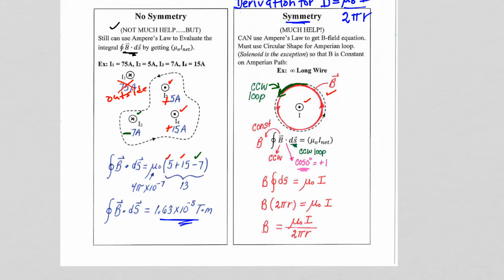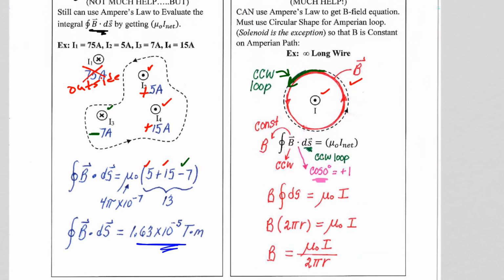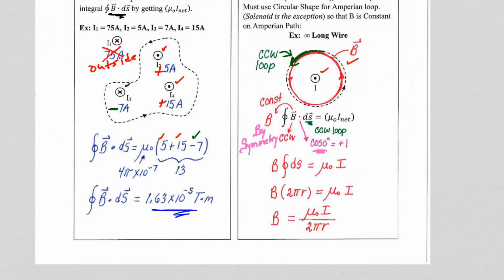B, by symmetry, is constant and comes out of the integral. The integral of ds is 2 pi r, and voila, we have B equals mu naught I over 2 pi r. We started with Ampere's law, and in 2 steps, we got our answer.